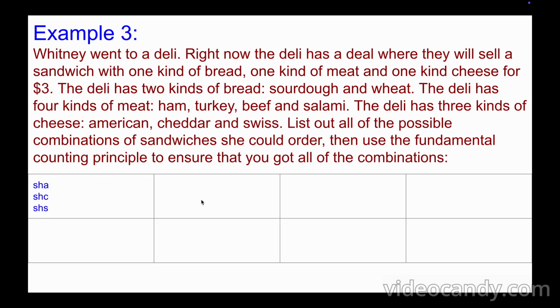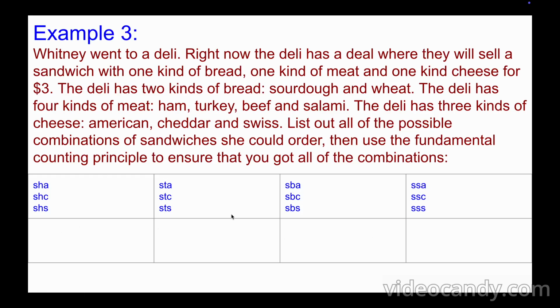Now in my next set of boxes, I'm going to vary the meat. So now I've taken each one of these combos here, so for example, sourdough, ham, and American, and as we go across to the right here, I'm changing it from sourdough, ham, and American to sourdough, turkey, and American, sourdough, beef, and American, sourdough, salami, and American.